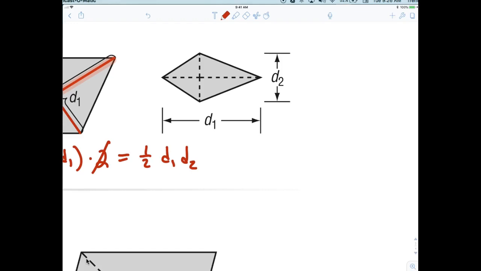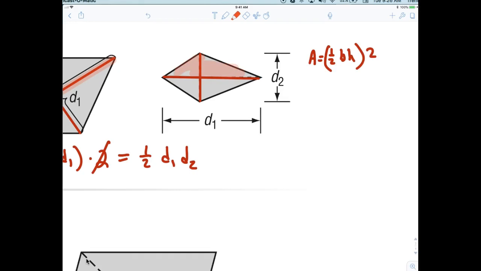If you look at the kite, as soon as you draw the diagonals, you notice that it creates what? Two equal triangles. All right? So then when you draw the height, you're finding the area of two of the same triangle. So again, it is area equals 1/2 base times height, but then we're going to multiply by what? Two.